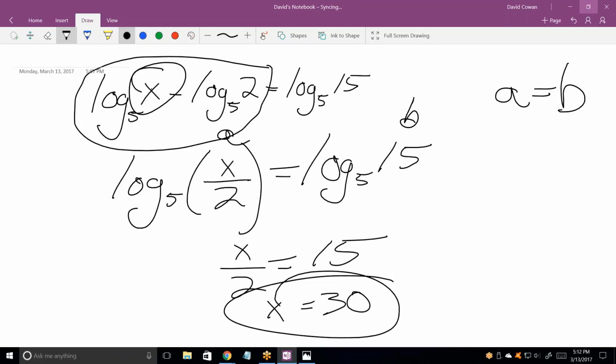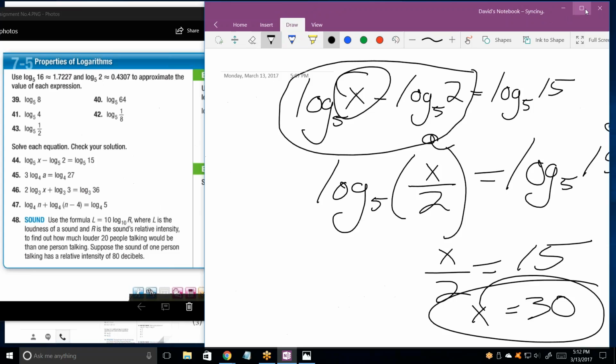But if I came up with a solution that said x equals 0 or x equals minus 1, then that means there is no solution, because you can never take the log of 0 and you can never take the log of a negative number. Got it.